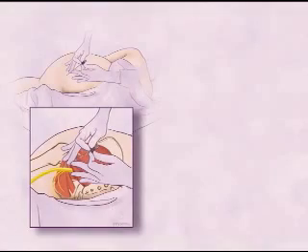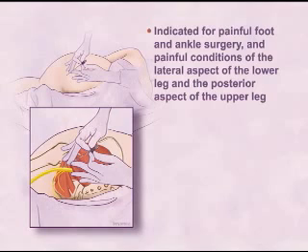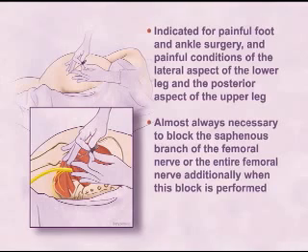The continuous sciatic nerve block is indicated for painful foot and ankle surgery and painful conditions of the lateral aspect of the lower leg and the posterior aspect of the upper leg. It is almost always necessary to additionally block the saphenous branch of the femoral nerve or the entire femoral nerve when this block is performed.